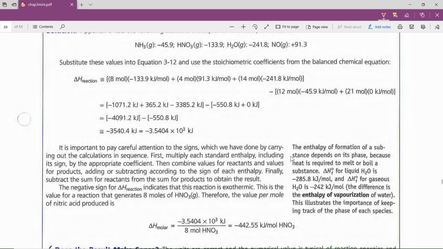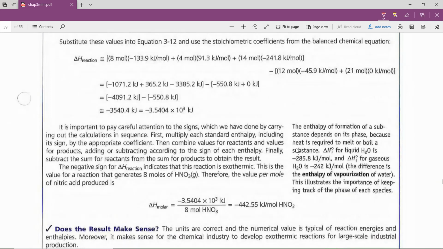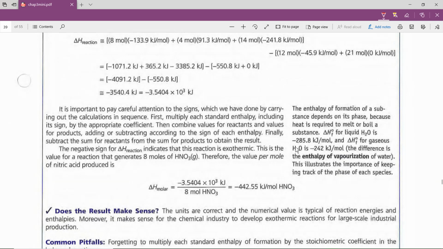What's this thing on the right here? The enthalpy of formation depends on its phase because heat is required to melt a ball of substance, right? Okay, we've talked about that before. Liquid to gas, difference is enthalpy of vaporization of water. So you got to keep track of your coefficients. You got to keep track of your phases.